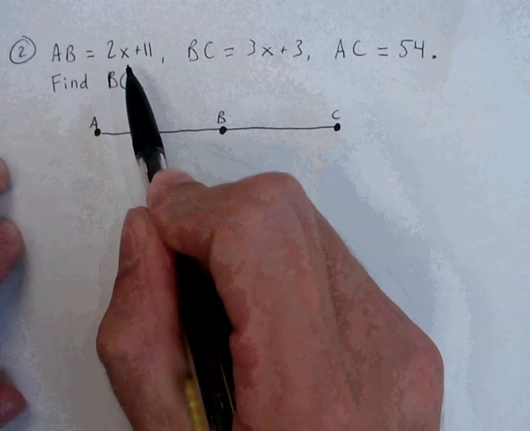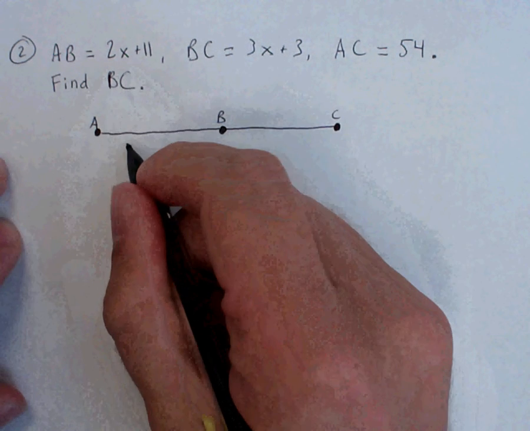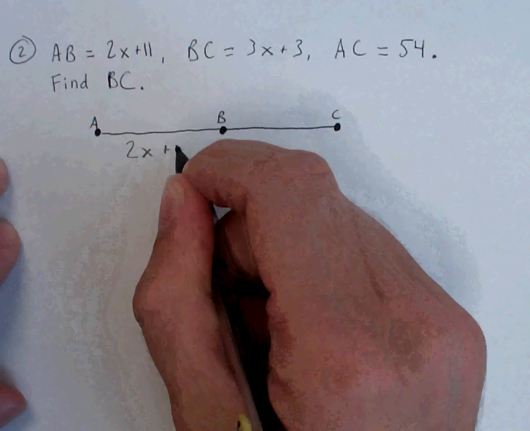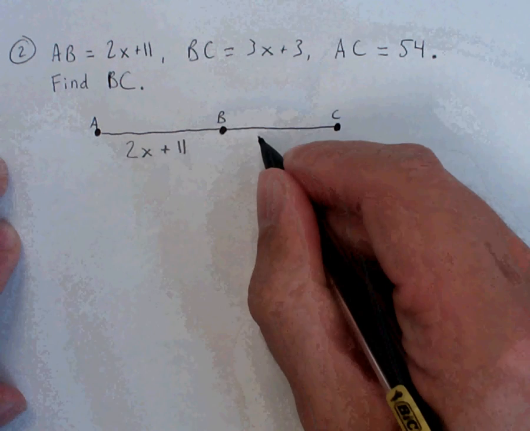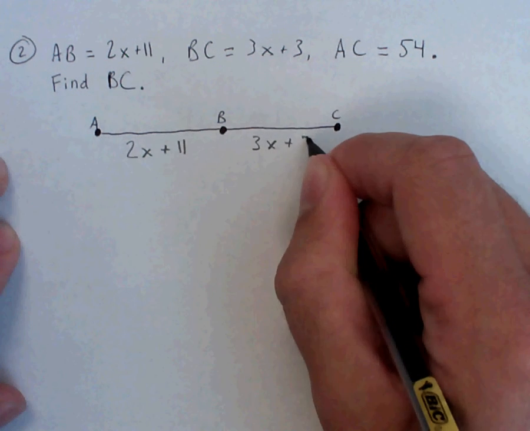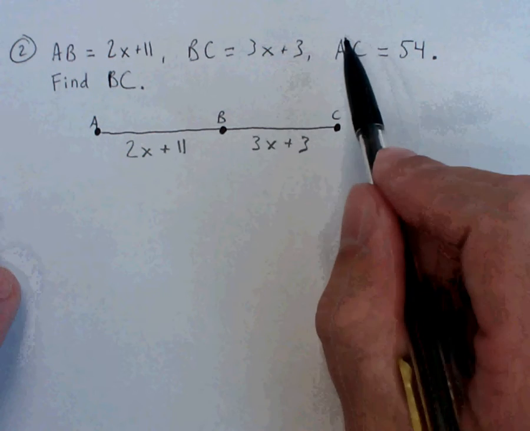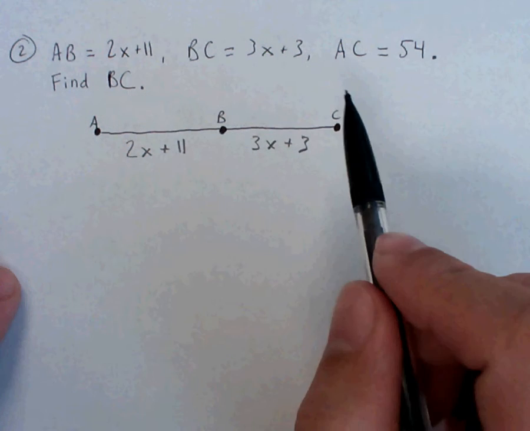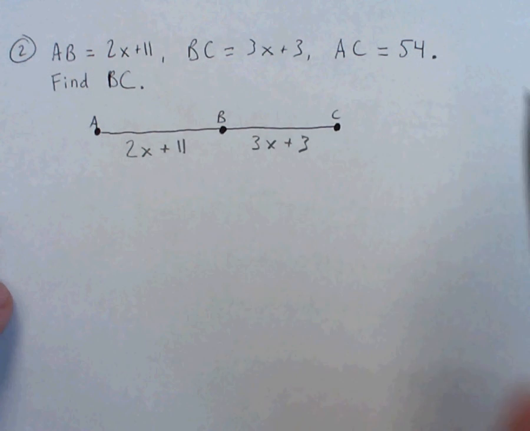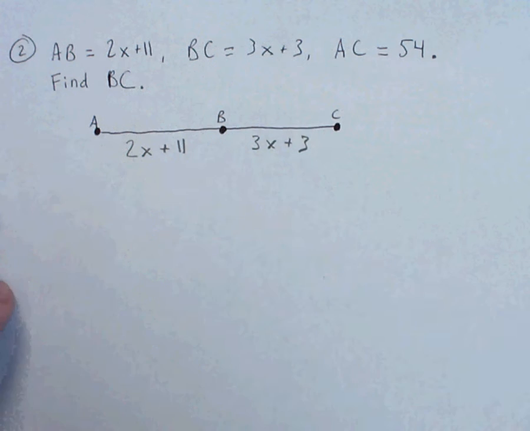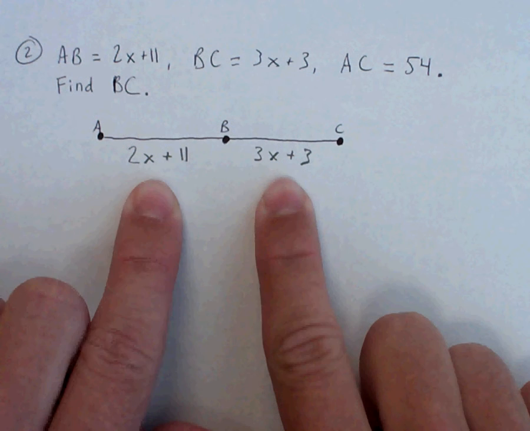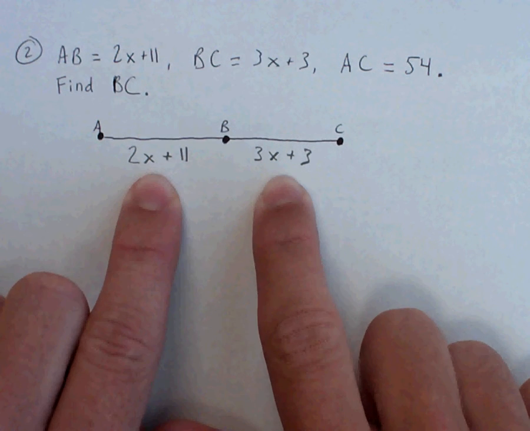Again, we have that AB is 2x plus 11, and BC is 3x plus 3. Okay, great. Now, it doesn't tell us, though, that we have a midpoint. We don't have that extra piece of information over here. So we can't set these equal to each other. We don't know that they're equal.